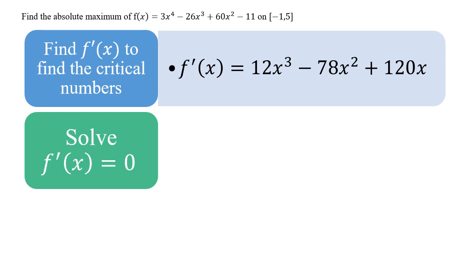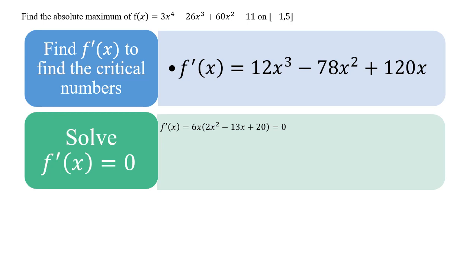So the first thing we do is solve f prime of x equals 0. We already found f prime of x, so we set it equal to 0. This is a polynomial, so we're going to factor. We can see 6 is a factor of 12, negative 78, and 120, and x is also a common factor. So factor out 6x: 6x goes into 12x cubed 2 times x squared, minus 13x, because 6x goes into negative 78x squared negative 13x, plus 20, because 6x goes into 120x 20 times.